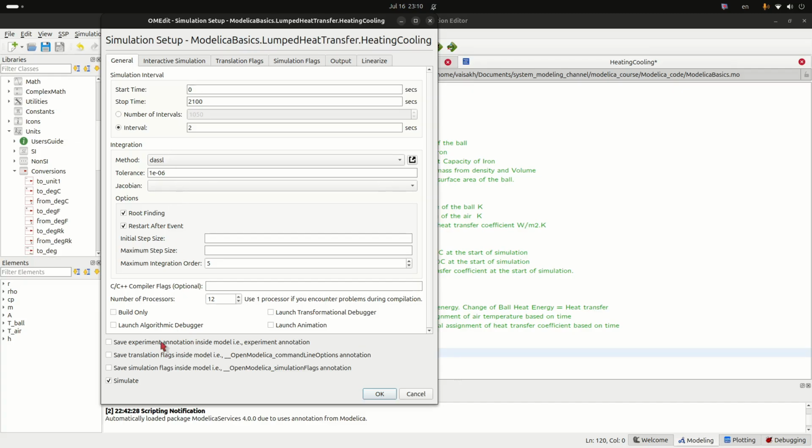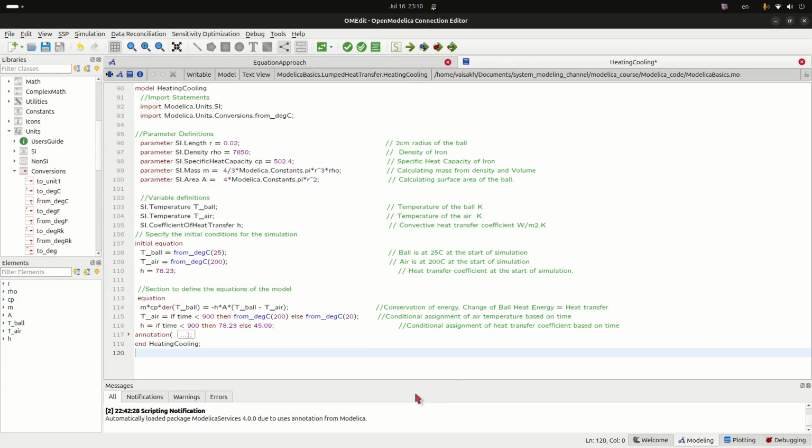Also, we can set up some experiment annotations inside the model, and we can set the simulation flags. For this example, I just want to cover a few more things, so I'm not simulating this right away. I'm removing the simulate option and I'm just clicking OK, or I can even cancel, doesn't matter. I have already set up the configuration.